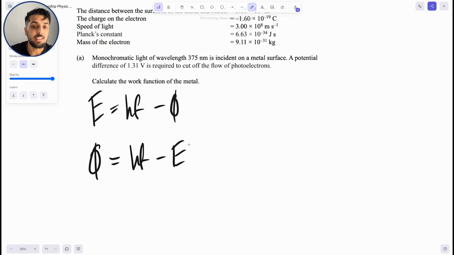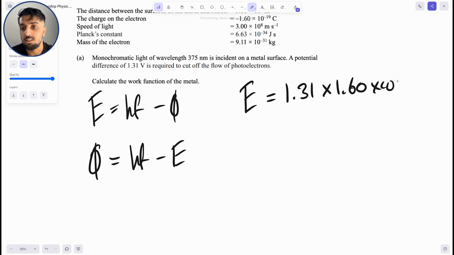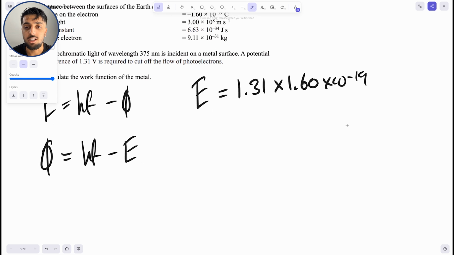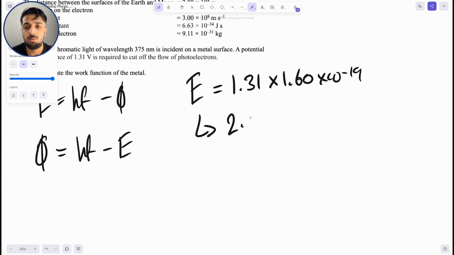Now we can calculate the energy of the photoelectrons as we are given the voltage required to cut off the flow. That means that the electrons have 1.31 electron volts of energy. Therefore, we can multiply that number by the charge of an electron and we get the energy that the electrons have in joules. So the energy of the electrons is 1.31 times 1.6 times 10 to the negative 19, which is the charge of an electron, and we get 2.096 times 10 to the negative 19 joules of energy.